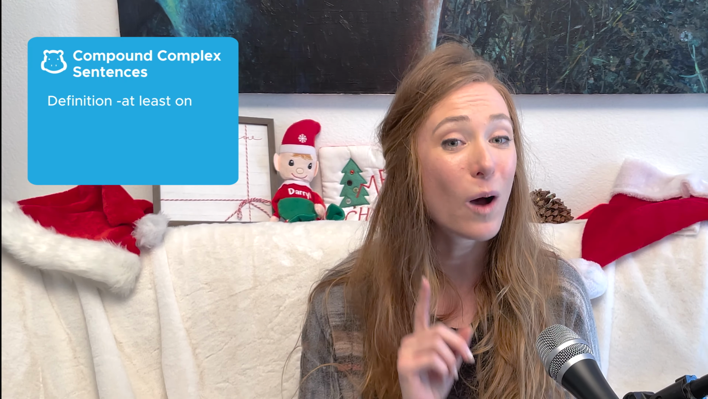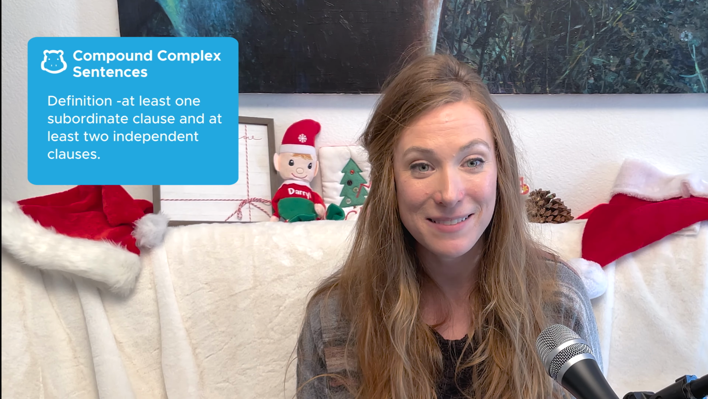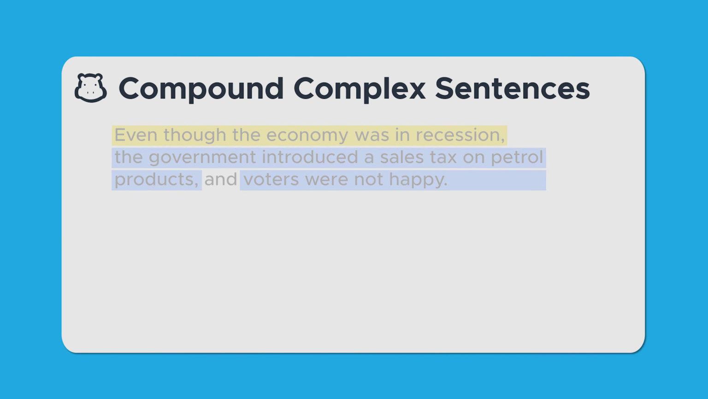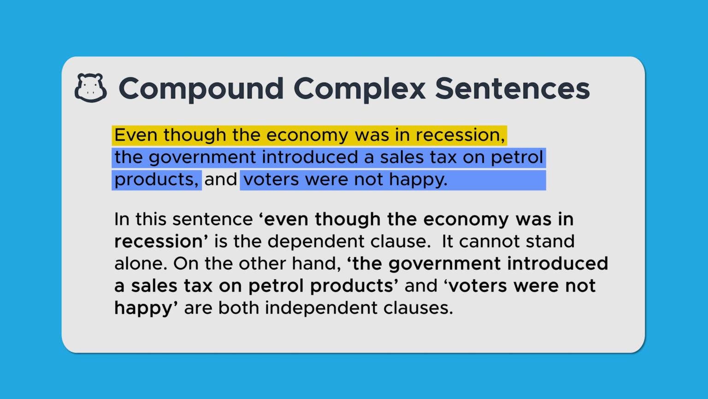The last sentence structure we're going to examine is the compound complex sentence. These sentences have at least one subordinating clause and at least two independent clauses. Let's look at an example sentence to clarify. Even though the economy was in recession, the government introduced a sales tax on petrol products, and voters were not happy. In this sentence, even though the economy was in recession is the dependent clause.